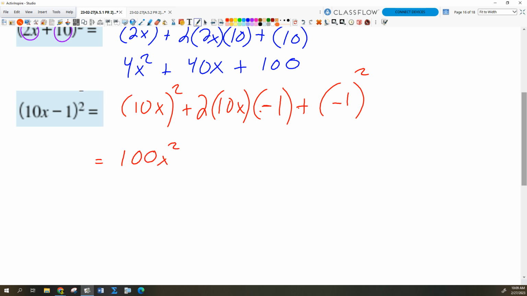Okay, now you got to be careful with this one. What's 2 times 10x times -1? Okay, good. So I get a minus 20x and negative 1 squared? 1. Okay. So you can kind of see what's going to happen here. When the second term is negative, I'm just going to always alternate from positive to negative to positive. If it were a bigger expansion, I would have had another negative term and so on. Just alternates then. Okay? Let's try another one.